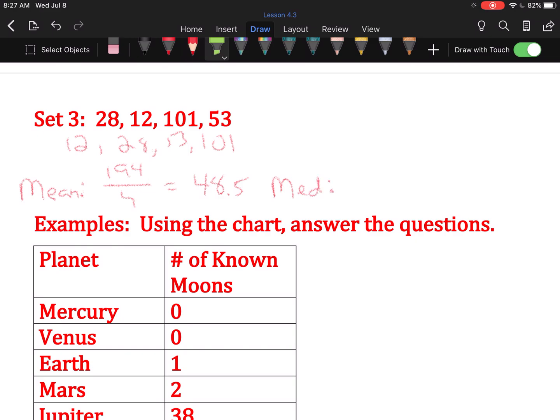To get the median, if I cross out the two ends, I'm left with two numbers in the middle. Those are 28 and 53. So I will add those and divide by 2. 28 plus 53 is 81. Half of 81 is 40.5.